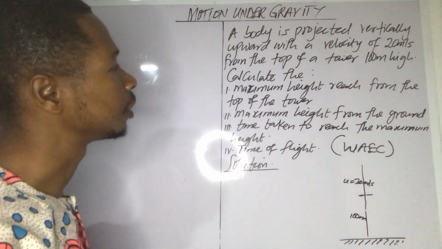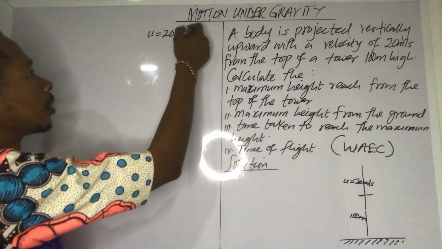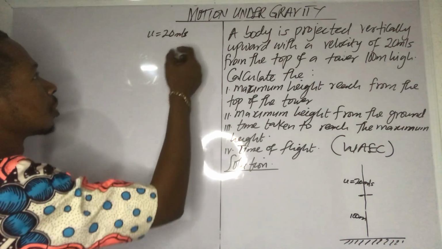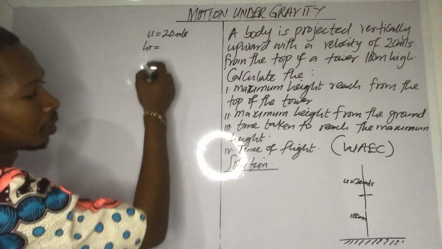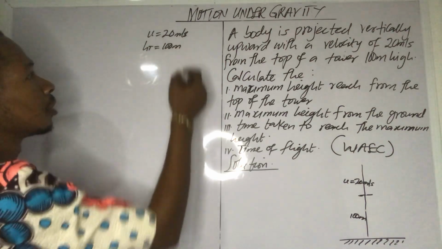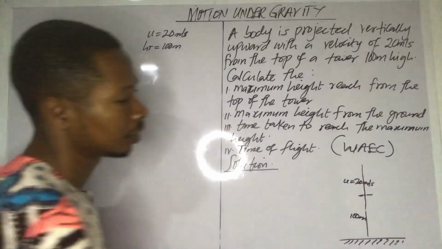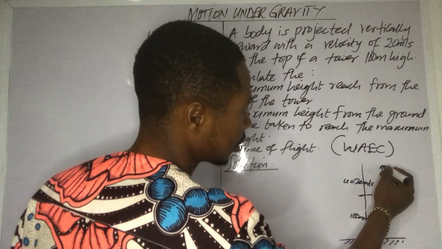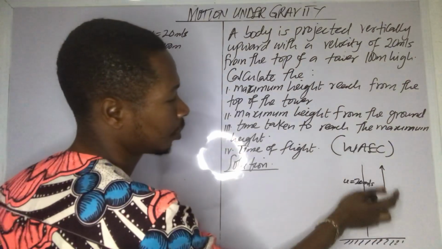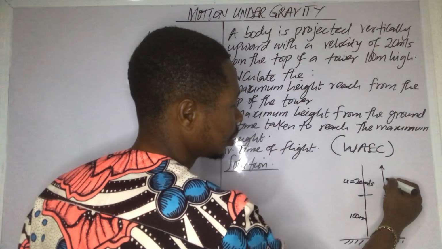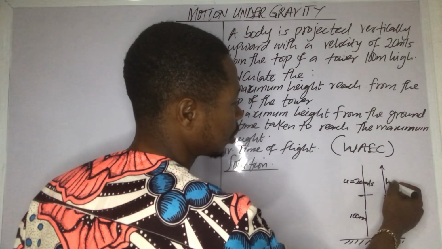Calculate the maximum height reached by the body. Now, our initial velocity u is 20 meters per second. Let's say this is the height of the tower, ht, which is 100 meters. To calculate the maximum height reached from the top of the tower, we need this height from here to here. Let's say this is h, small h.